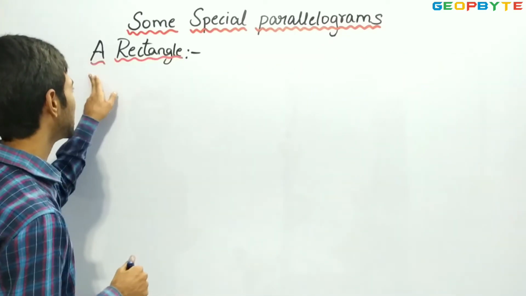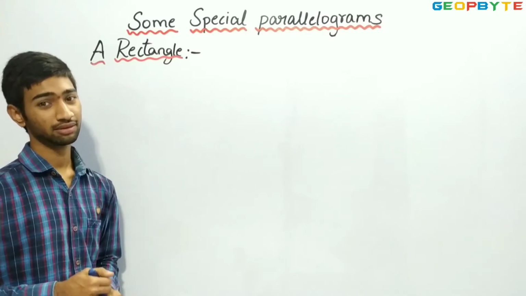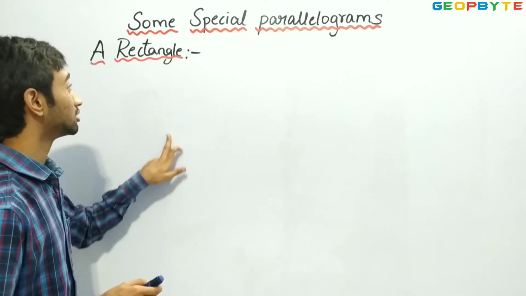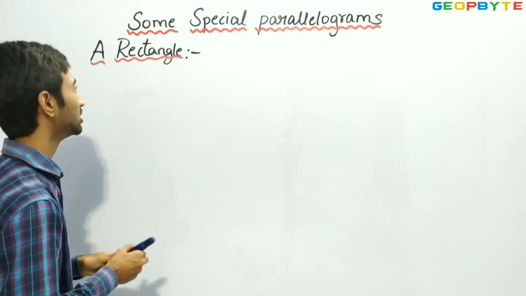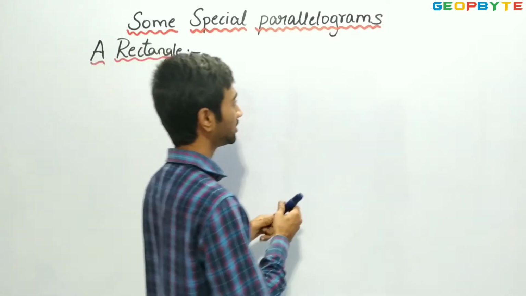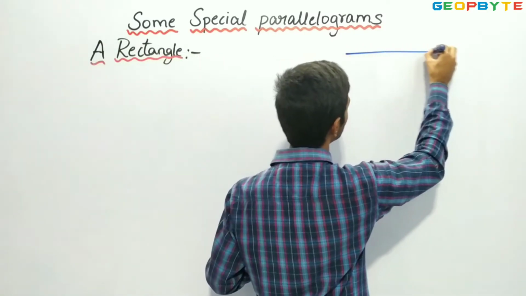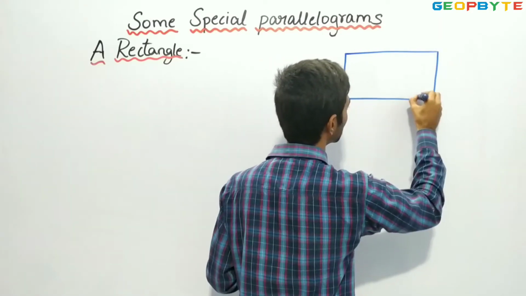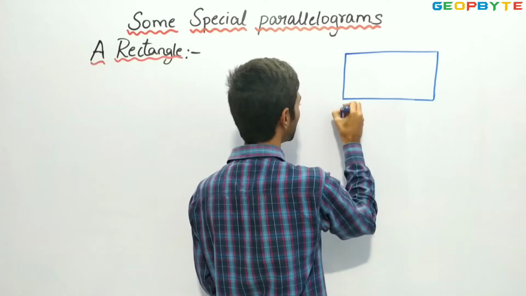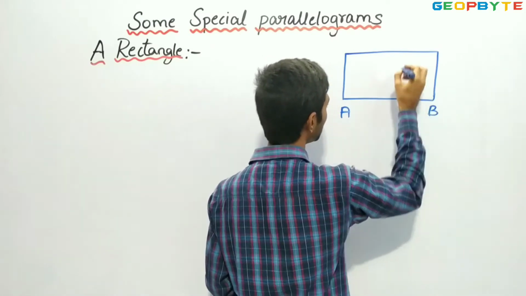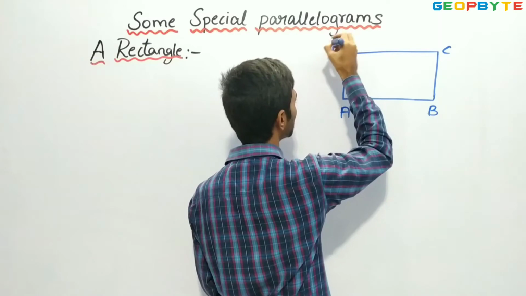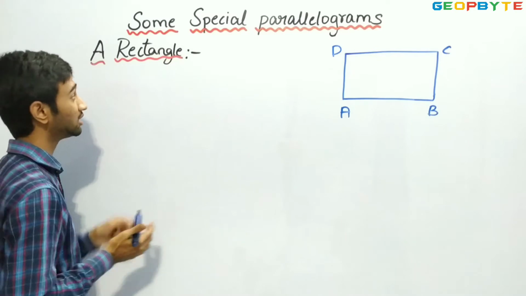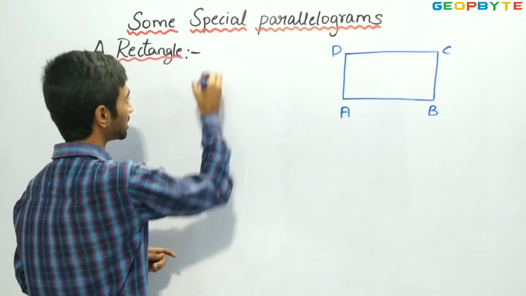Now let us know about a rectangle. In your previous classes you have already learned about rectangles. So a rectangle is a special type of parallelogram. So now let us draw a rough figure of a rectangle. So this is a rectangle A, B, C, D. So this is a rectangle. So now let us define the rectangle with its properties.